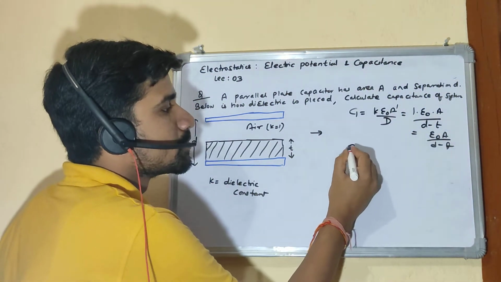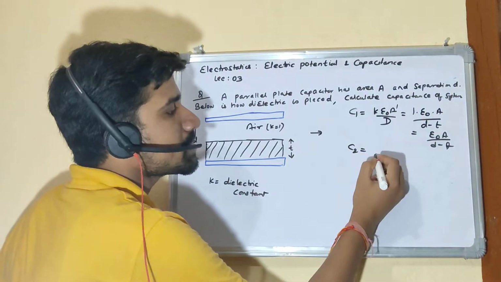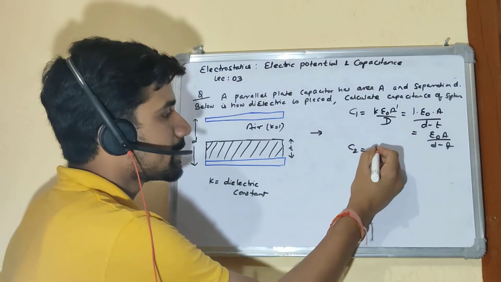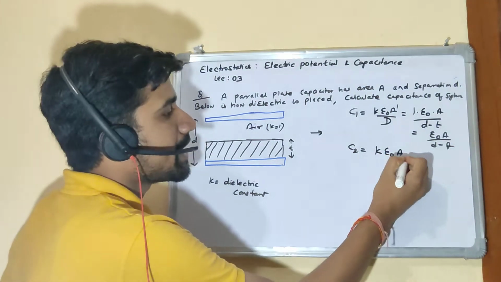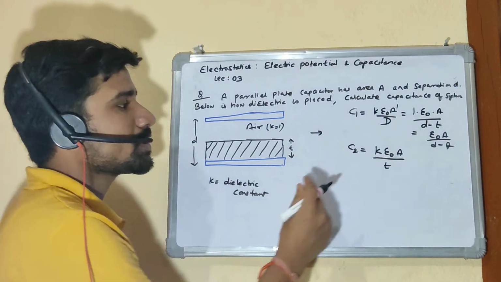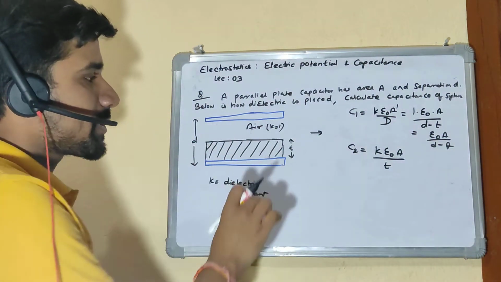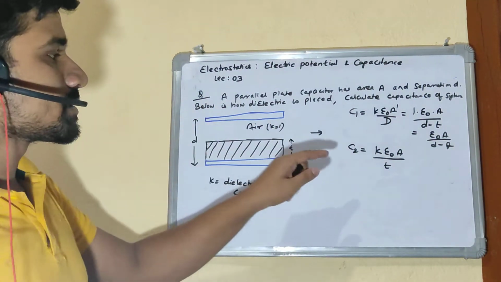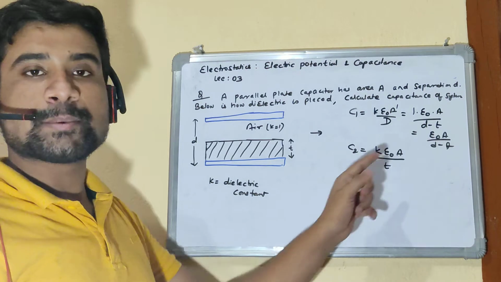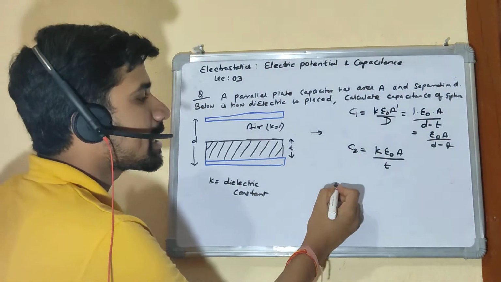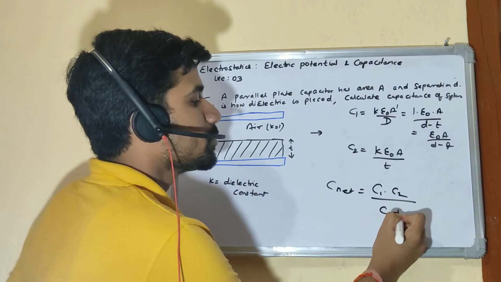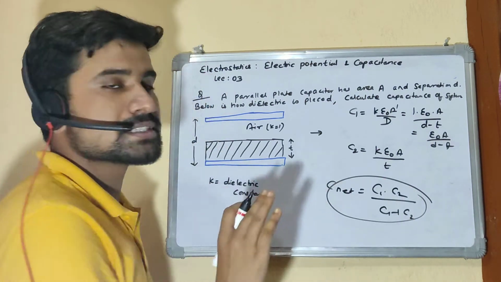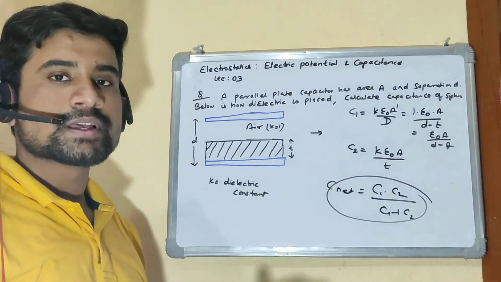What about C2? C2 is again the same expression. For C2, K is given as K only, epsilon naught is epsilon naught, area will be again the same, and the distance for C2 is T. So for this capacitor system, the capacitance is K epsilon naught A by T. Now the net capacitance of the system will be C1 into C2 by C1 plus C2. You can place the values and find the net capacitance of the system.